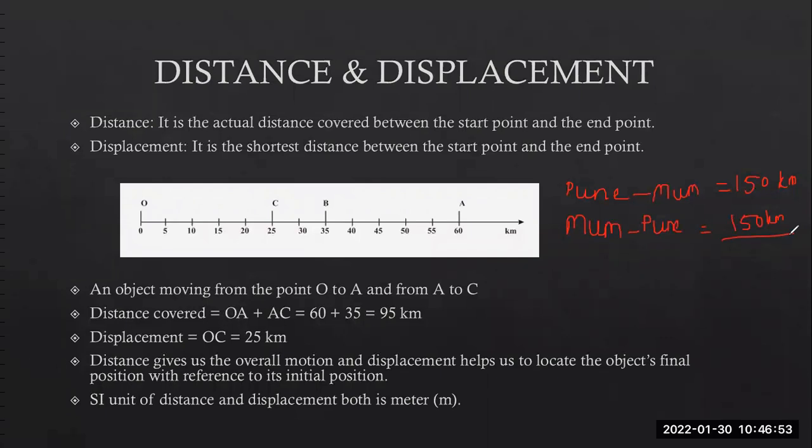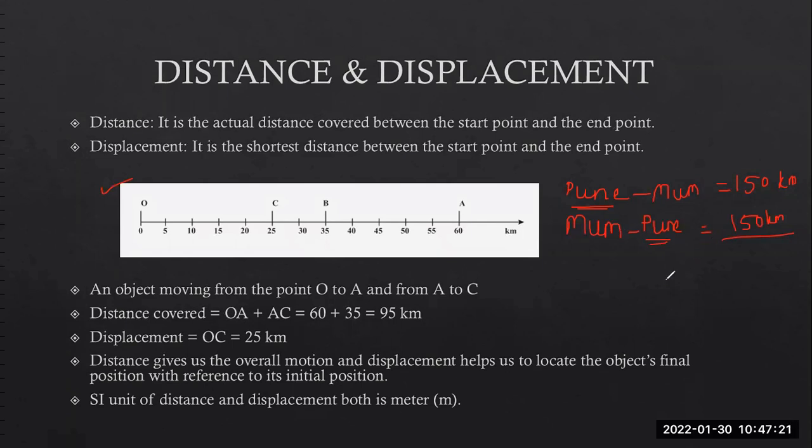So it is the actual distance covered between the start point and the end point. In this case, coincidentally, both the start and end points were the same, but still, it is the actual distance that has been covered that is considered here. Now, I think all of you can recognize that this diagram is already there in your textbook, isn't it?